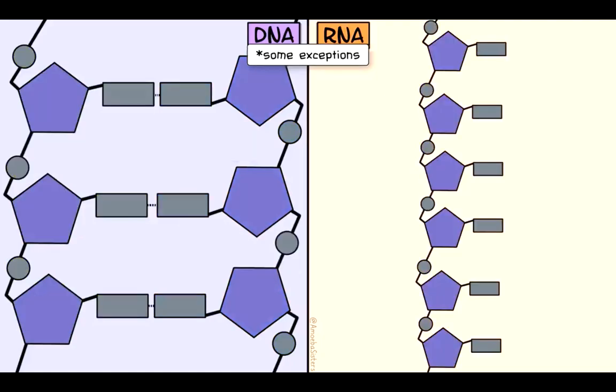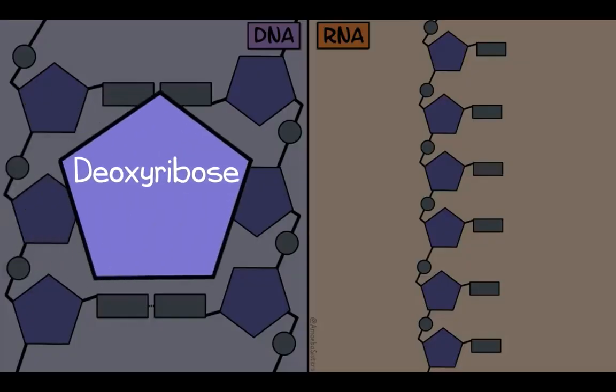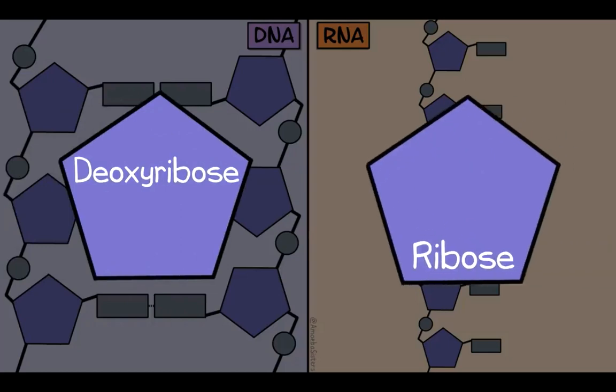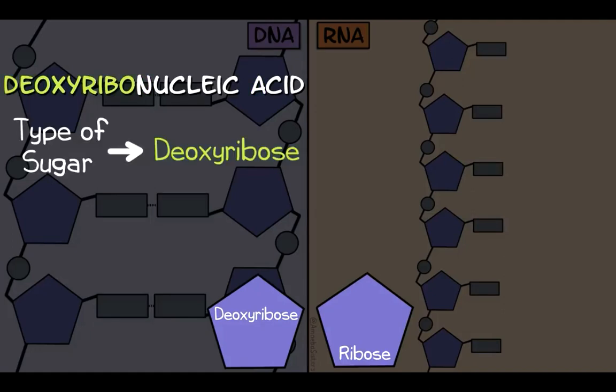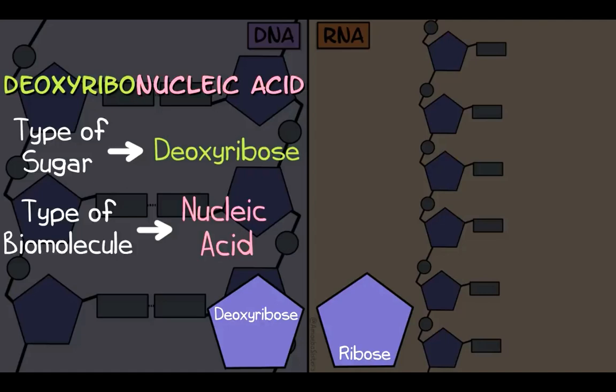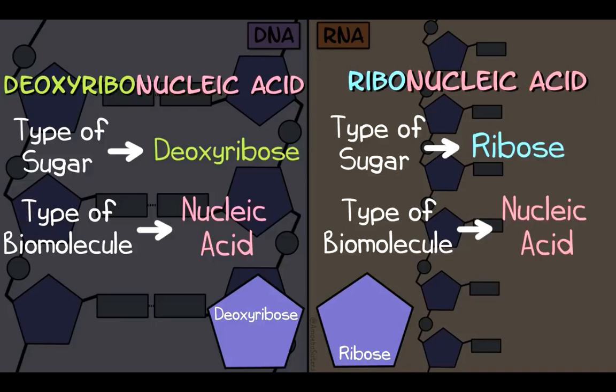The sugar in DNA is deoxyribose, and the sugar in RNA is ribose. This makes sense because DNA stands for deoxyribonucleic acid. That's helpful to know because deoxyribose is a sugar, and nucleic acid is the type of biomolecule it is. RNA stands for ribonucleic acid, as its sugar is ribose.